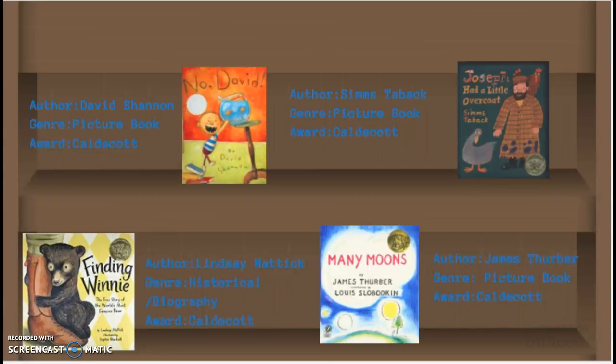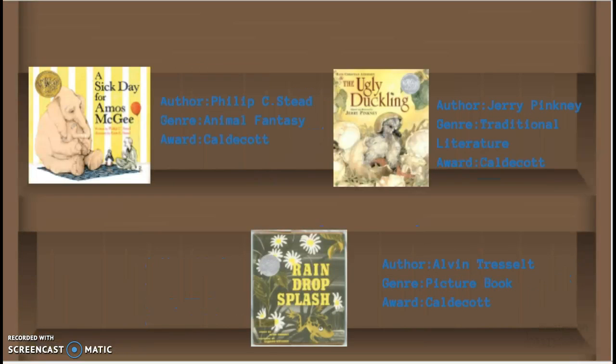Some other texts that I enjoyed reading are as follows. No, David! by David Shannon. It was so funny to read that book. Joseph Had a Little Overcoat by Simms Taback. Finding Winnie by Lindsay Mattick. This one I loved because I love Winnie the Pooh. Many Moons by James Thurber. Also, A Sick Day for Amos McGee, which was hilarious. The Ugly Duckling by Jerry Pinkney, which is a classic. And Raindrop Splash by Alvin Tresselt, which was really interesting because it was basically a picture book with only a few words, which I really loved.